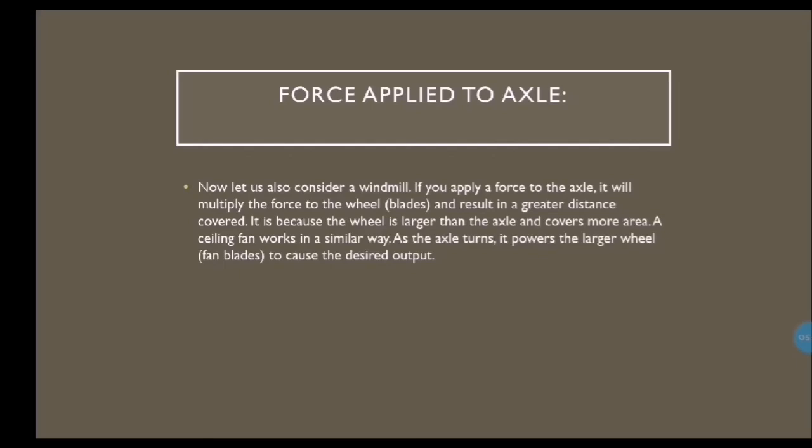Now, let us consider a windmill. If you apply a force to the axle, it will multiply the force to the wheel, the blades, and result in a greater distance covered. It is because the wheel is larger than the axle and covers more area. A ceiling fan works in a similar way. As the axle turns, it powers the larger wheel, the fan blades, to cause the desired output.